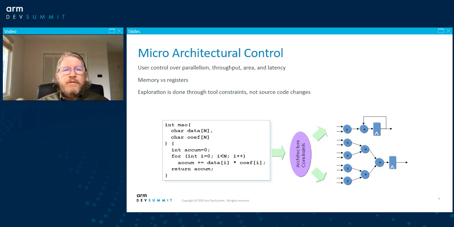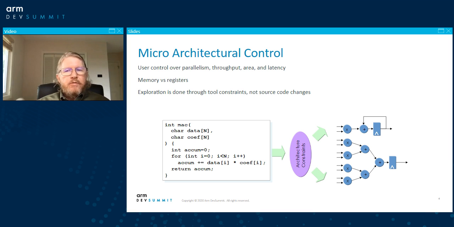Memory is going to be more efficient, but will generally be slower. And this type of exploration is typically done through tool constraints in the high-level synthesis compiler, not by changing the source code. So here we've got a little example code where we've got a multiply accumulate loop. We can run this through the high-level synthesis tool in one of two ways. On one hand, we could create a circuit that had a single multiplier and a single adder, but it would take n clocks to complete the algorithm.